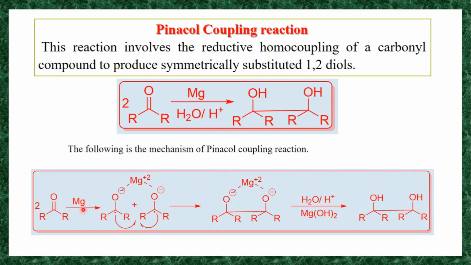In the same way, this magnesium reduces another ketone, and you will get two radical anions of the ketone. This magnesium will form a bond with the oxygen anion. After losing its two electrons, there is a positive charge on your magnesium. This is what is called a radical anion. Now in the next step, this radical anion undergoes homocoupling. These two radicals couple together and you will get this compound.